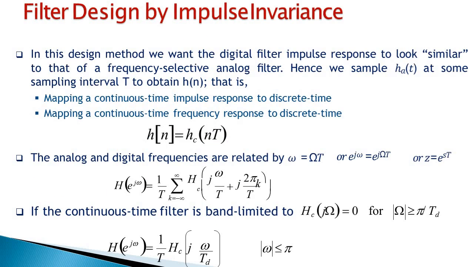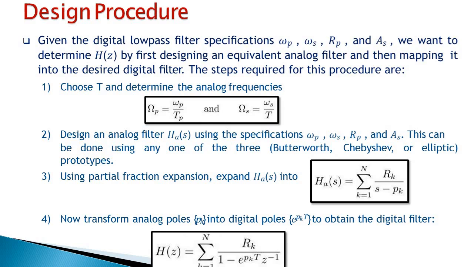Using the impulse invariance method, the signal is sampled at nT, that is, h of n is equal to sc of nT. Then substituting ω equal to ΩT and z equal to e raised to sT, we will get the continuous filter band limited signal Sc of jΩ equal to 0. So we are going to see the design procedure.